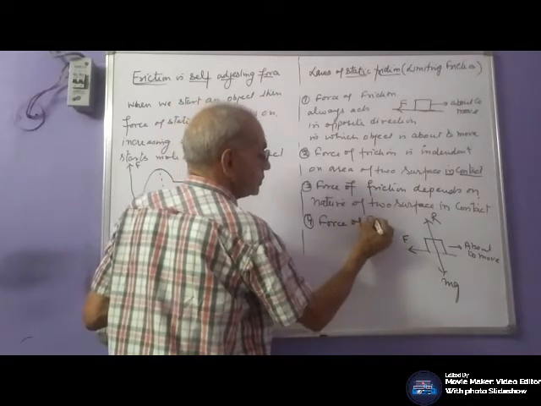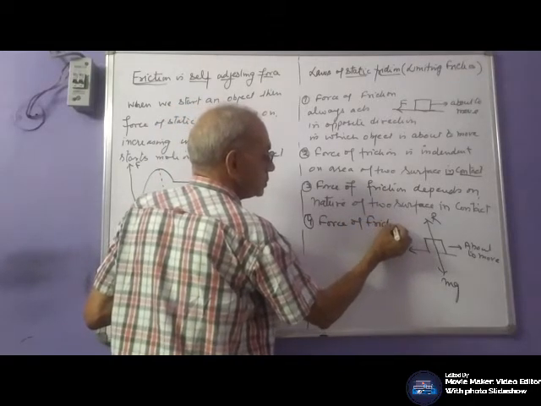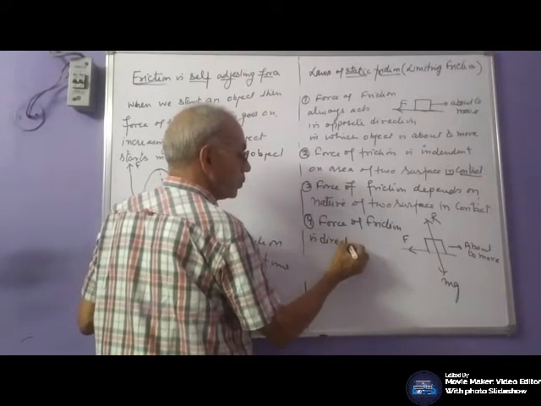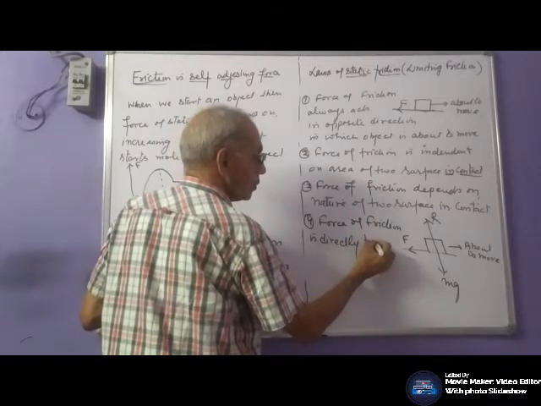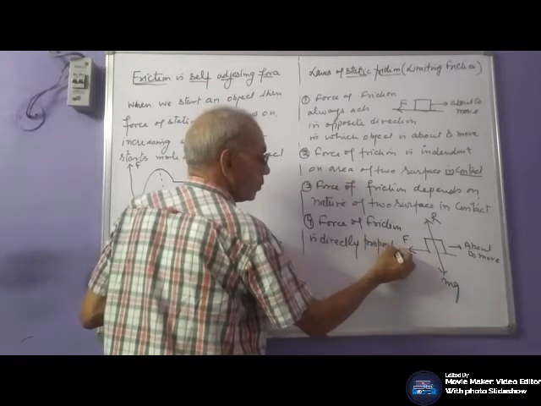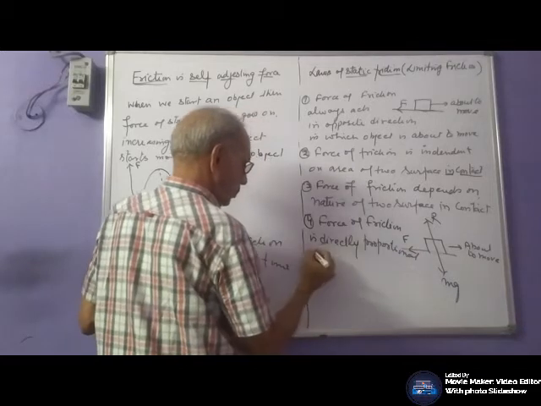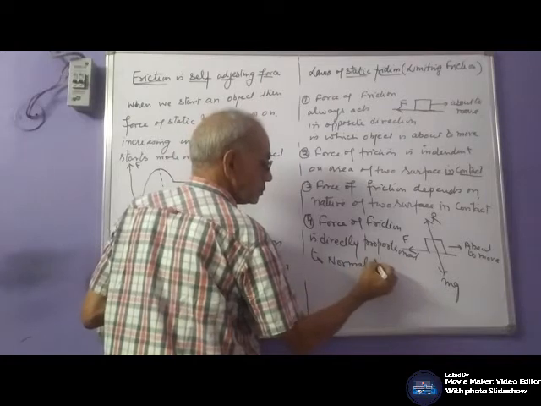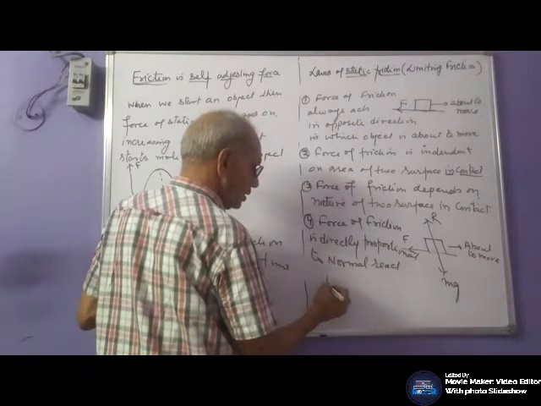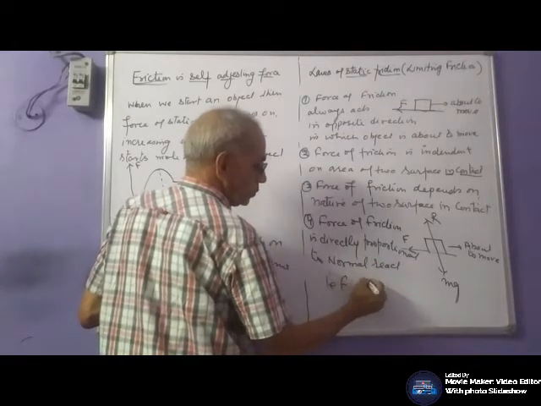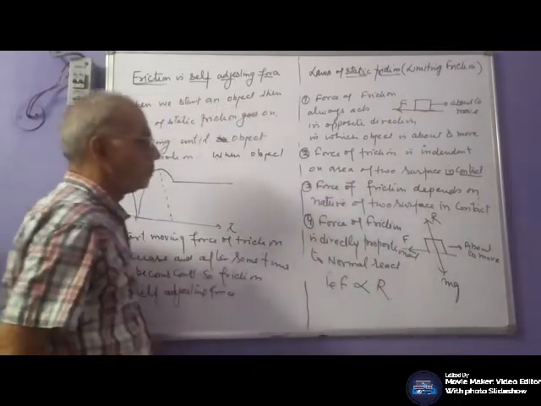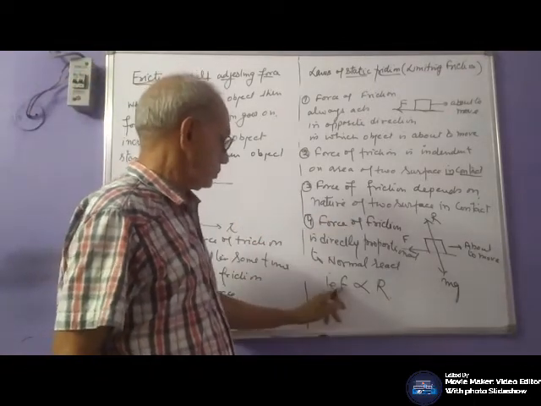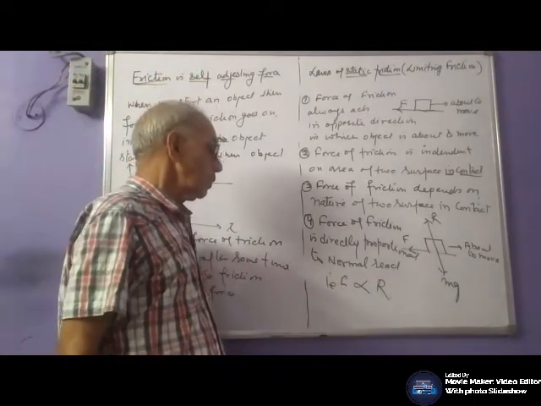Force of friction is directly proportional to normal reaction. That is F directly proportional to R. So this what? Force of friction is directly proportional to normal reaction.